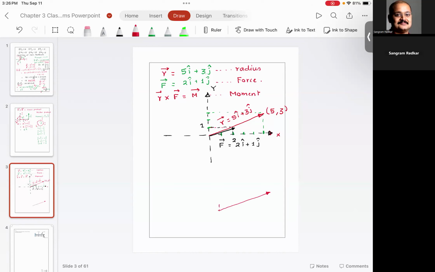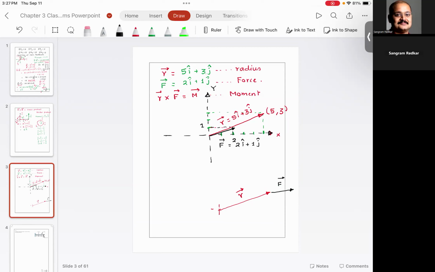I have this radius, and this force, it's somewhere here. So I have this radius, I have this R vector, and then I have this force vector F. And I want to find out the moment given by these two vectors. Everyone understood this?